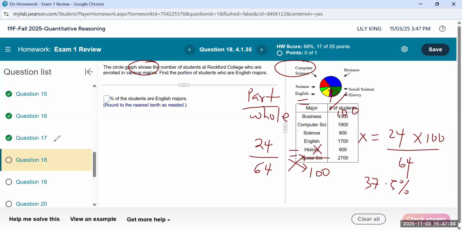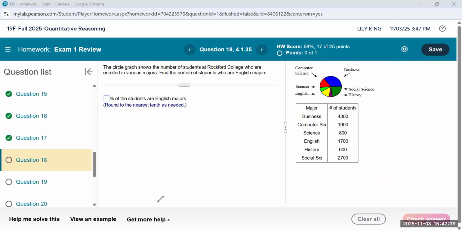Question 18. This is another percentage problem, this time with a graph and a table. So again, we don't know the percent. Okay, that is what we are trying to find. Now we know the part, and the part is the portion of students who are English majors. All right, so the portion of students who are English majors is 1,700.